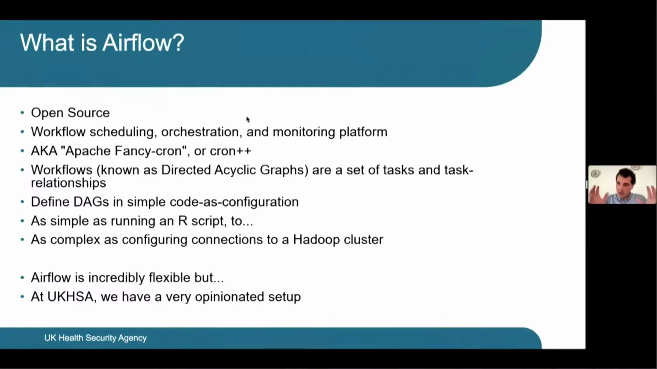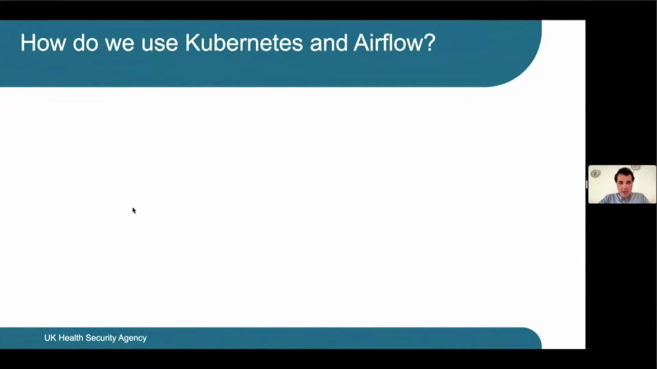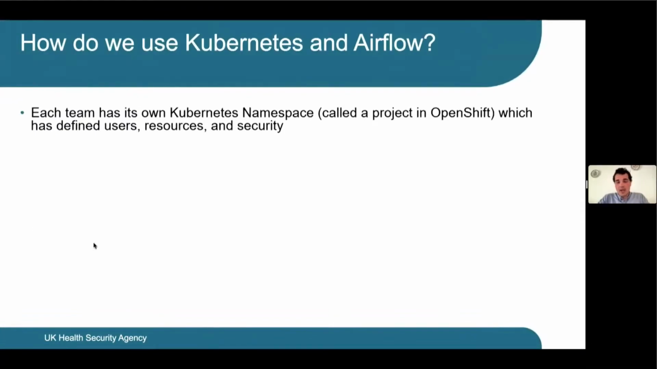Now, Airflow is incredibly flexible, which is fantastic because it fits a wide variety of use cases. But at UKHSA, we've decided to define that into a very opinionated setup, not making use of much of that flexibility and instead trading that for a user-friendly, simple to learn state, which I'll go into detail more about now. So how have we used these together? How have we melded these together, and why is that useful? So each team has its own Kubernetes namespace, so-called, or a project if you're using OpenShift specific language.